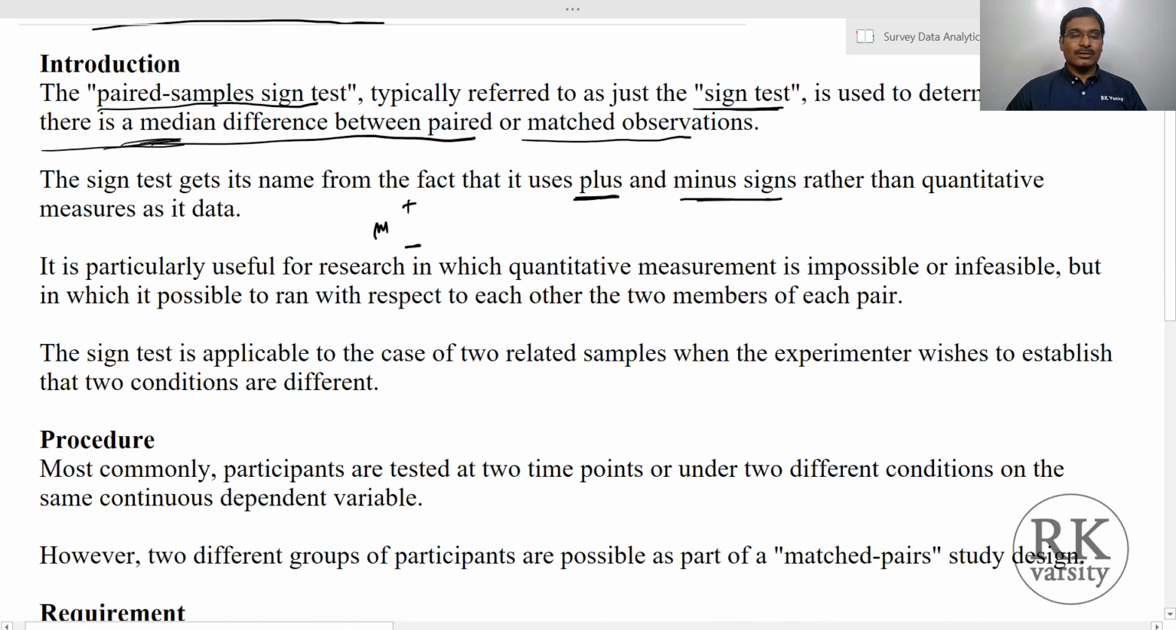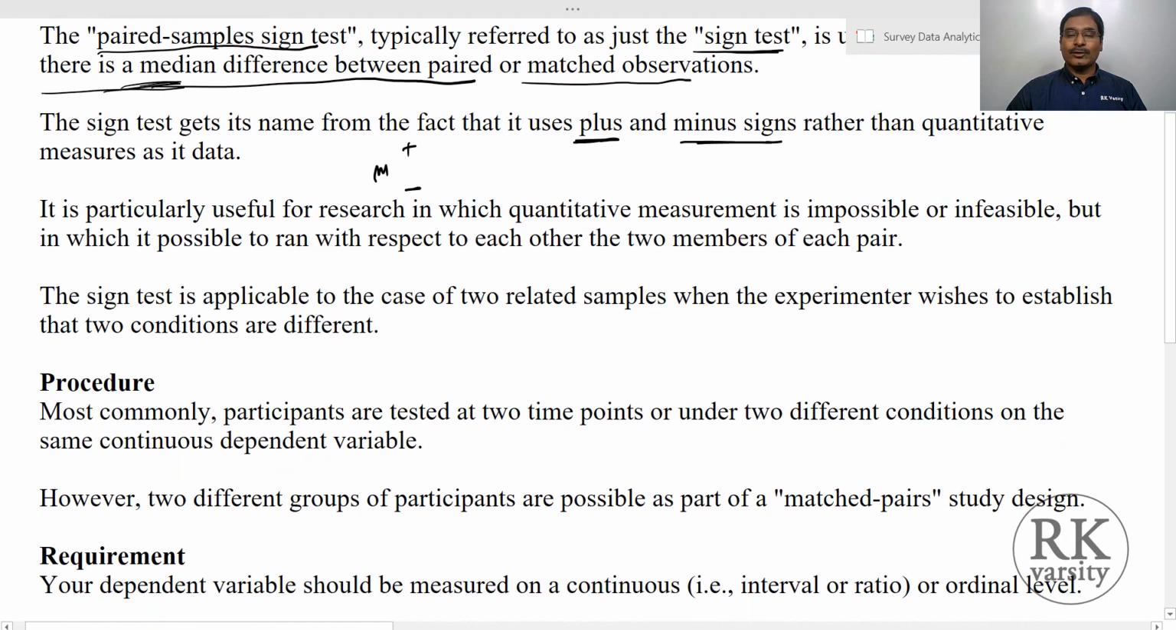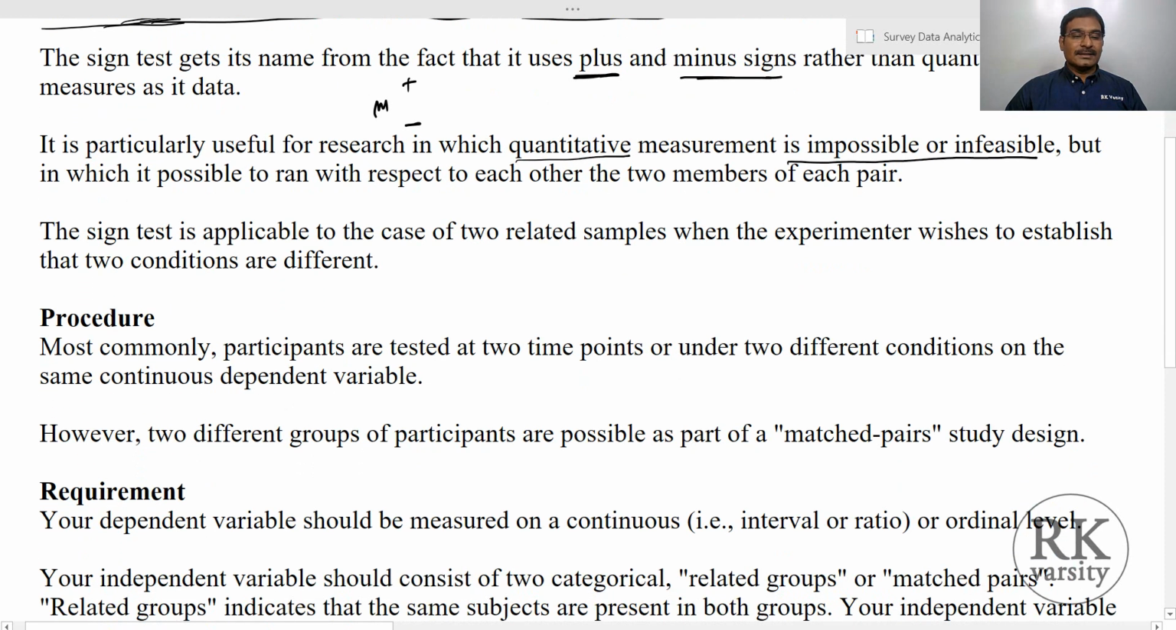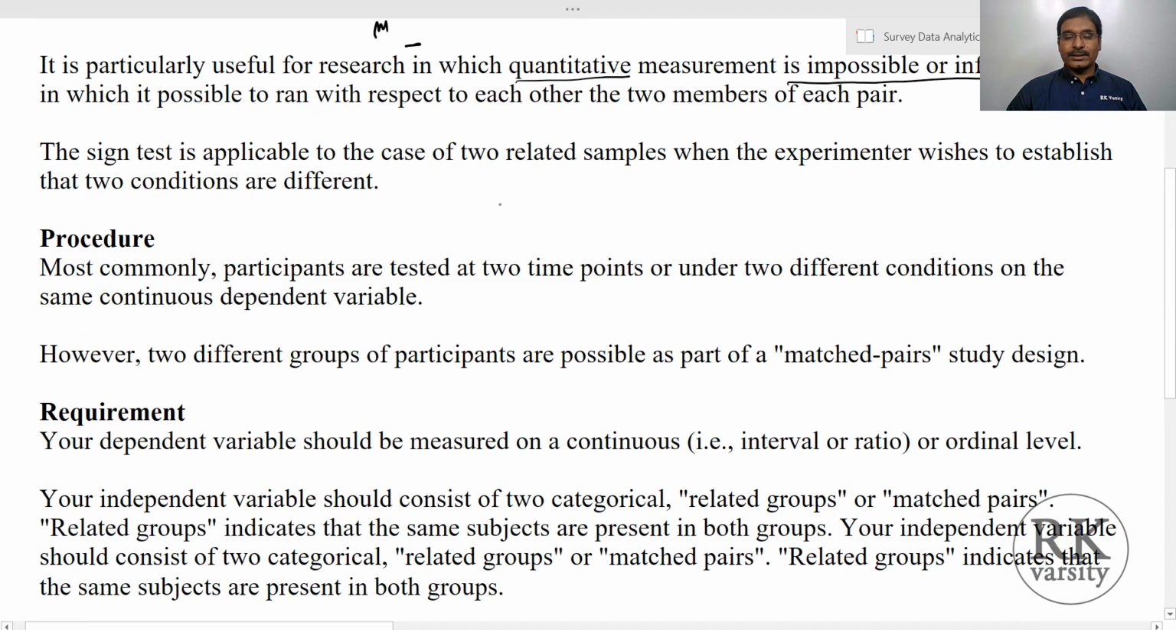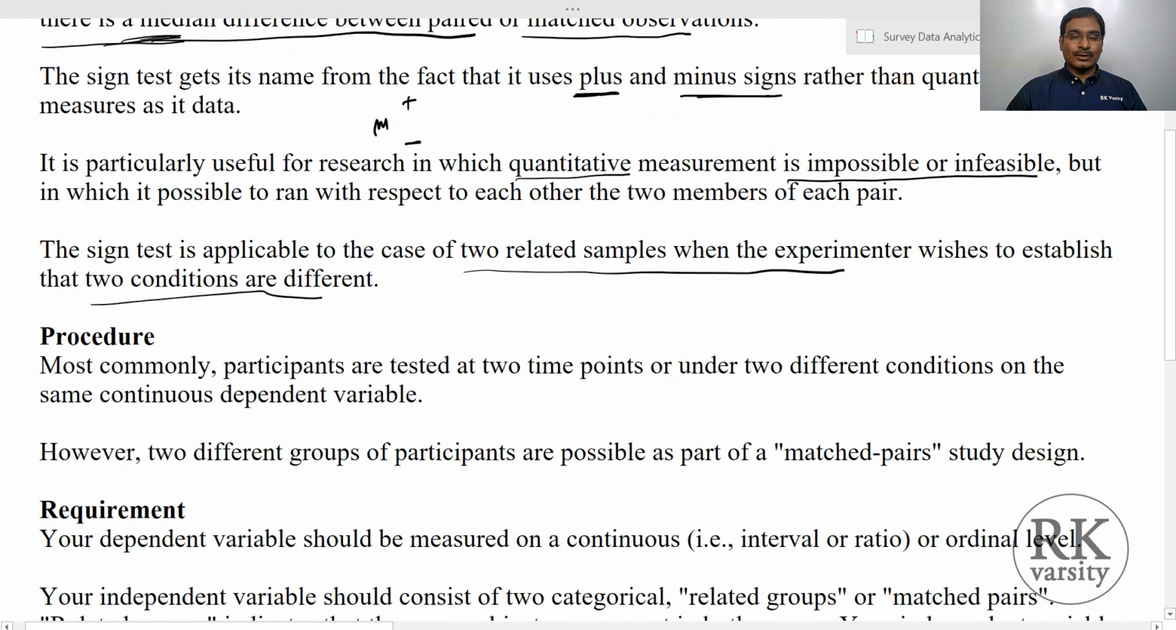It is particularly useful for research in which quantitative measurement is impossible or not feasible, in the sense when your dependent variable is measured on an ordinal scale or a nominal scale. In such a scenario, you will not be able to quantify the values, so quantitative measurement is not possible. In such a case, we use a sign test. Next, the sign test is applicable to the cases of two related samples when the experimenter wishes to establish that two conditions are different. So in these scenarios, we calculate the sign test for two related samples.